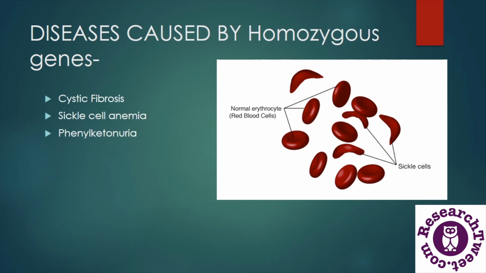In this picture, we can see the normal erythrocytes, or normal red blood cells of human cells, and some sickle cells with sickle cell hemoglobin of human red blood cells.